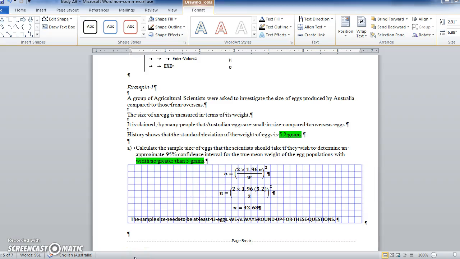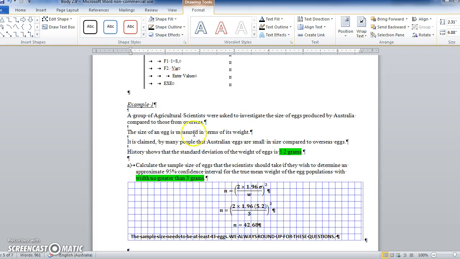Okay, so this is the last lecture, or the last video, on confidence intervals. This is where we're looking at applying what we know about confidence intervals and the calculations to particular questions. So I just want to pick up on going through example 1.